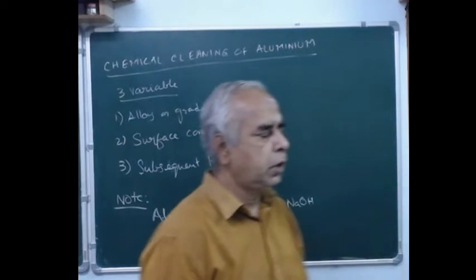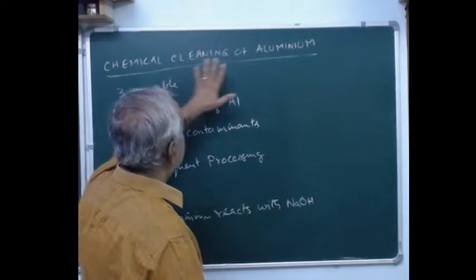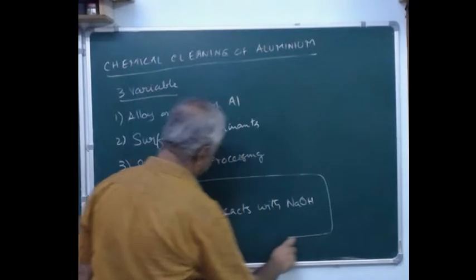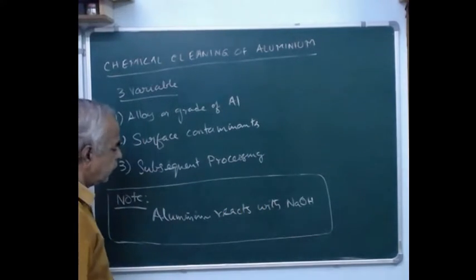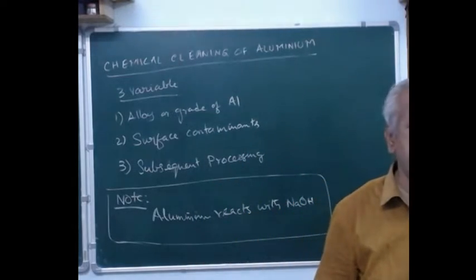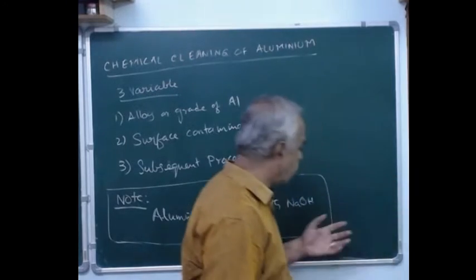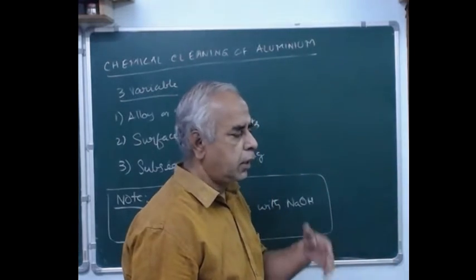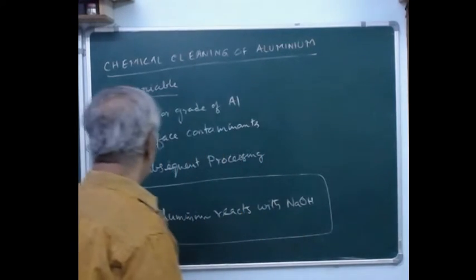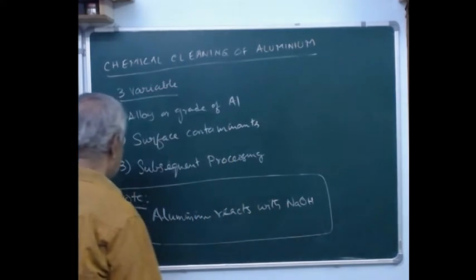Now let me talk about the cleaning of aluminium. When we consider aluminium, you have to be very careful about that. When you clean aluminium, aluminium reacts with the sodium hydroxide, so you have to avoid sodium hydroxide for degreasing the aluminium because it will form sodium aluminate and its shape may get disfigured. Avoid using caustic for aluminium cleaning.